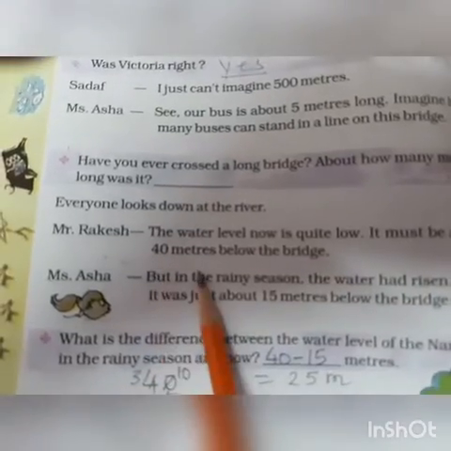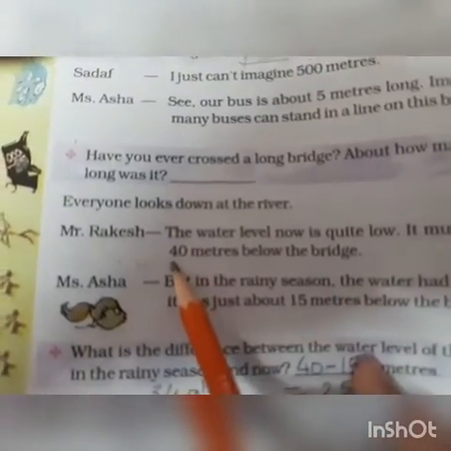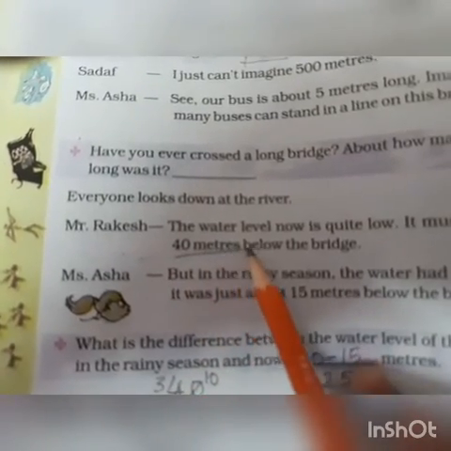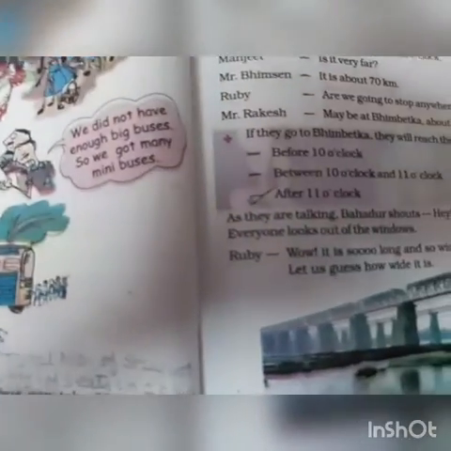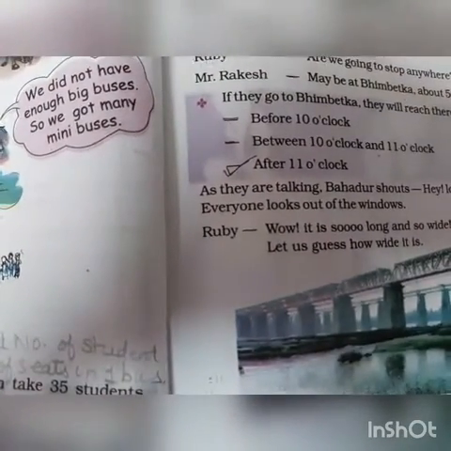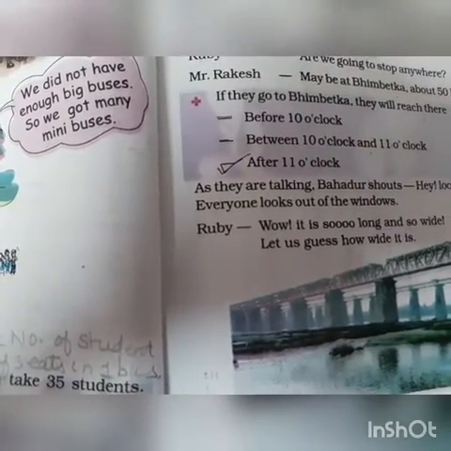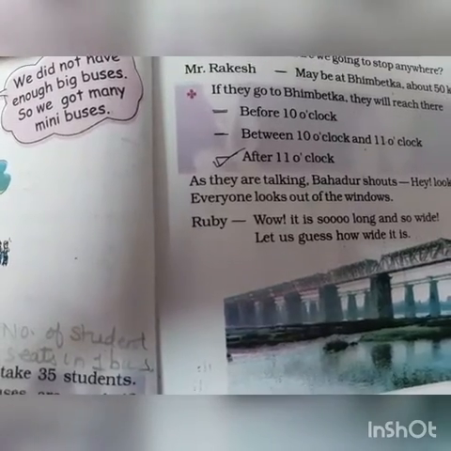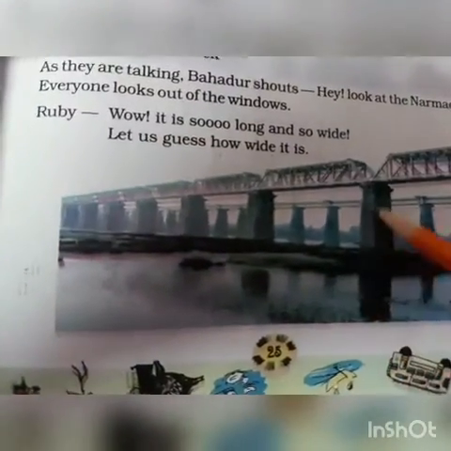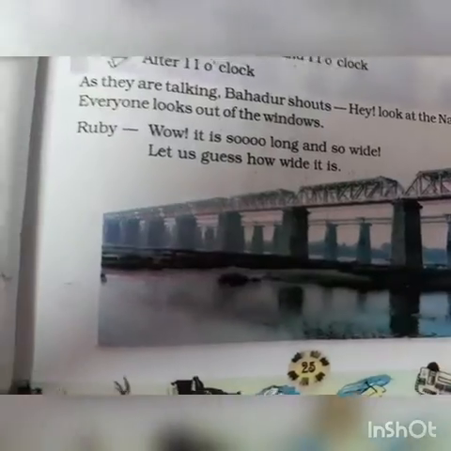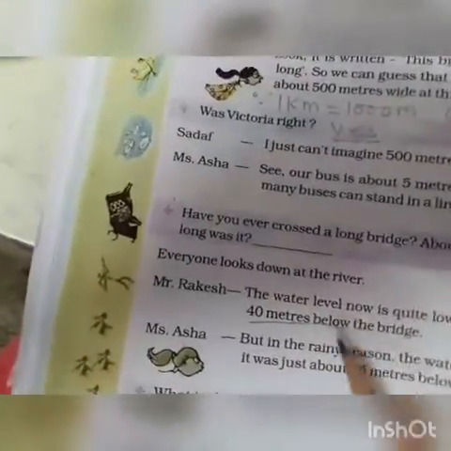Mr. Rakesh, जो टीचर है वहाँ पे, Mr. Rakesh वो बोलते हैं the water level now is quite low. It must be about 40 meters below the bridge. What was the water level that time when they were going on the bridge? It was 40 meters below the bridge. Bridge के नीचे, मतलब कि ये जो ब्रिज है यहाँ से ये जो पानी है वो कितना कम था, यहाँ से 40 मीटर्स था. यहाँ से ब्रिज से जो पानी का लेवल था that was down by 40 meters. This much down was the water that time when they were going through the bridge.